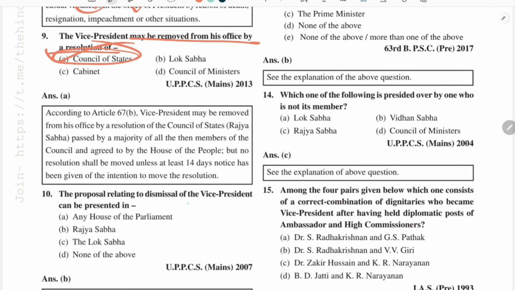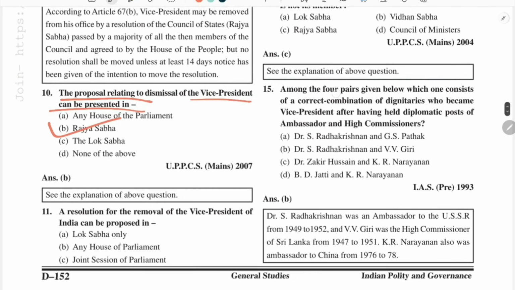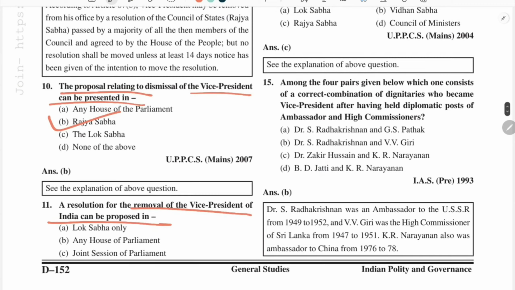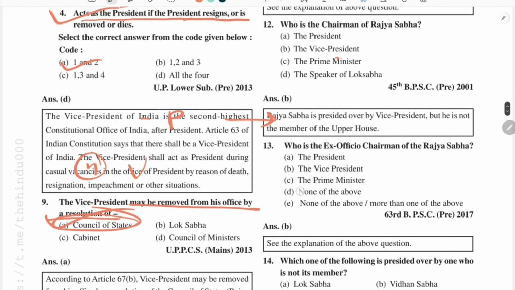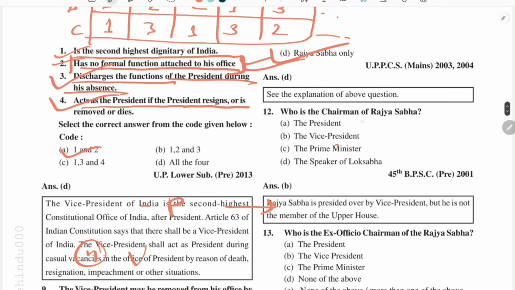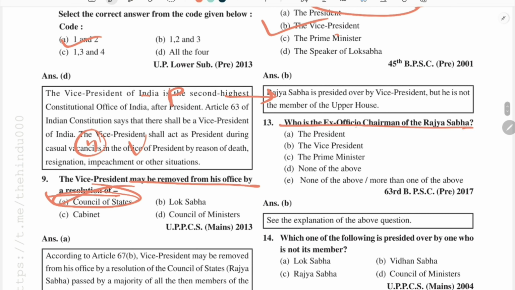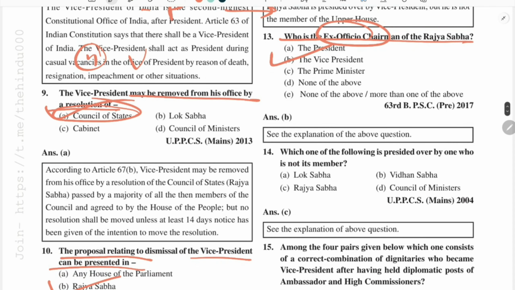Next question is, the proposal relating to dismissal of vice president can be presented in. So it has to be first presented in the Rajya Sabha. That is the correct answer. A resolution for the removal of vice president of India can be proposed not in any house, it is only in the Rajya Sabha. Who is the chairman of Rajya Sabha? Vice president, the ex officio chairman. Ex officio means by virtue of his post, the vice president acts as chairperson of Rajya Sabha. So the answer is vice president.